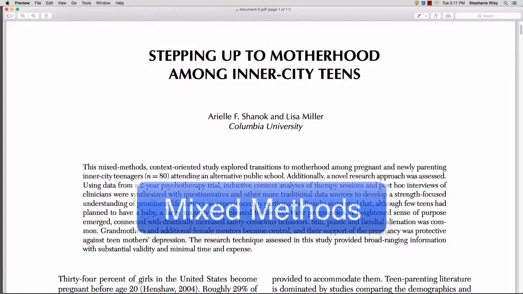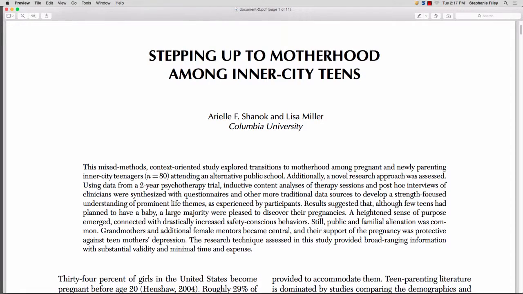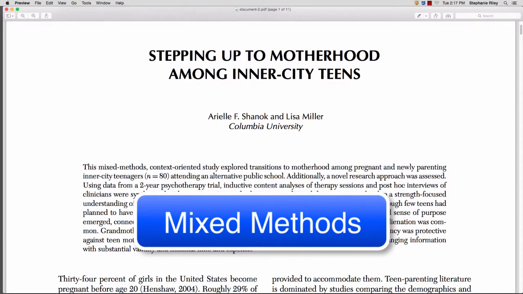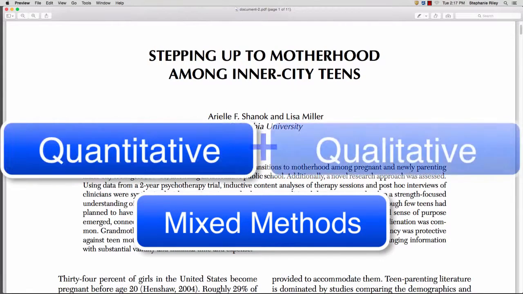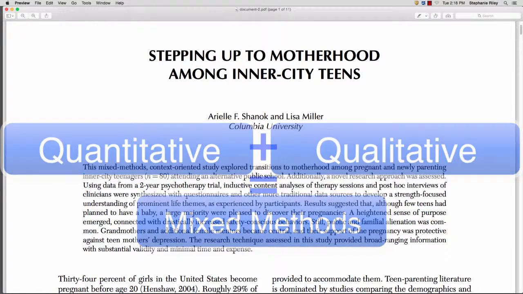This is an example of a mixed methods study. Mixed methods is when authors use a mixture of different research method types. In this example, there are multiple qualitative methods, including an analysis of therapy sessions, in-depth interviews, and questionnaires. Sometimes mixed method studies are using quantitative and qualitative methods together. So they're using in-depth information they get from qualitative research and putting it in the context of national or regional statistics.